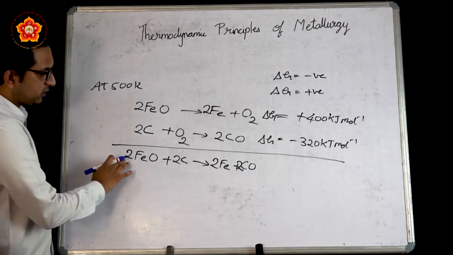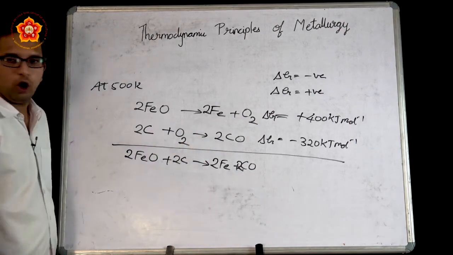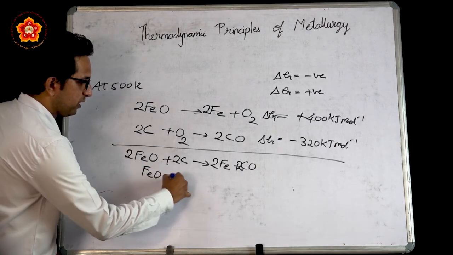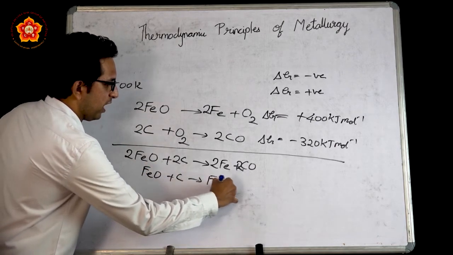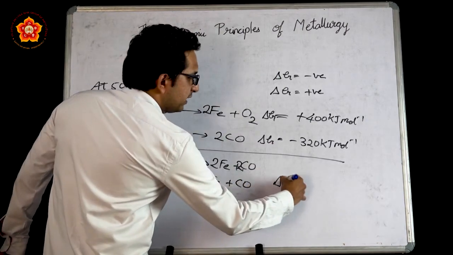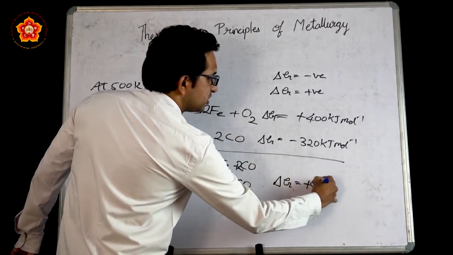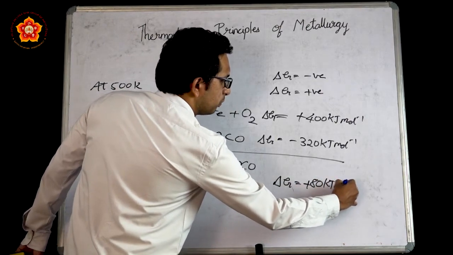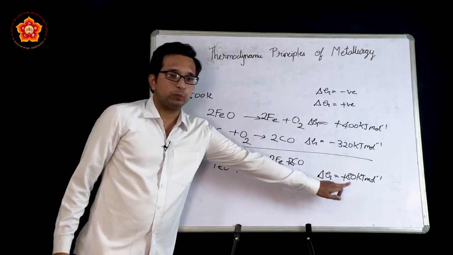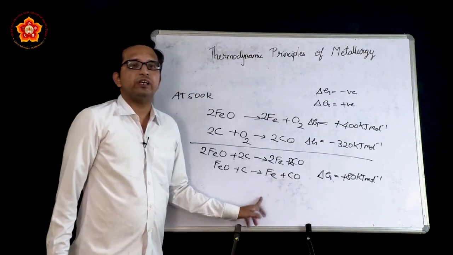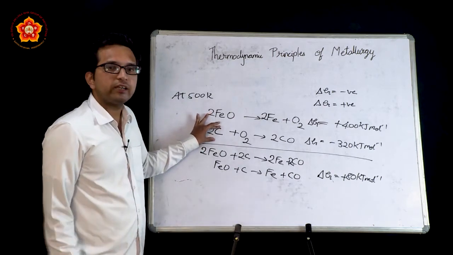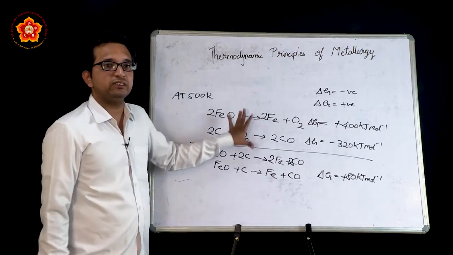It so happens that the 2 is a common factor in all of this. So rather what you can take here is that FeO plus C giving rise to Fe plus CO. And when we calculate the delta G of this reaction, we get it as plus 80 kilojoule per mole. Now you know very well that if delta G value is positive, this is a non-spontaneous reaction, which will mean that this carbon cannot act as a reducing agent in this condition.